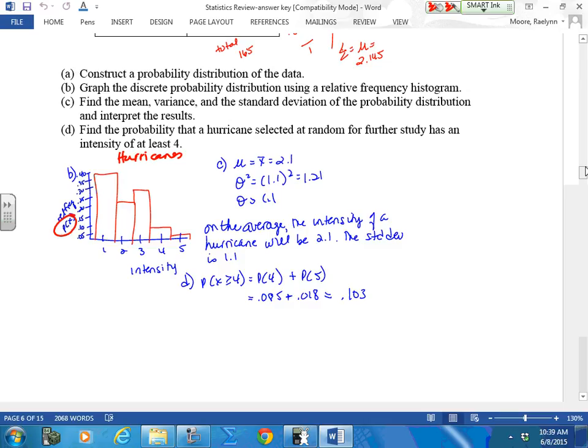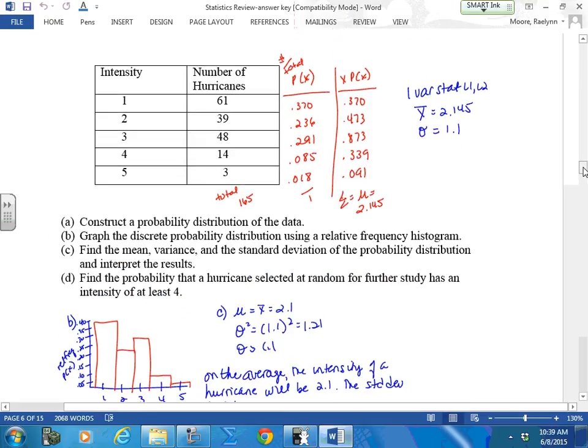Would you say this is symmetric? These bars? Nope. Where would you say the skew is? To the right. It follows the tail. Good. Now, from your table, you can answer some of these questions. This is the reason we make this probability distribution.